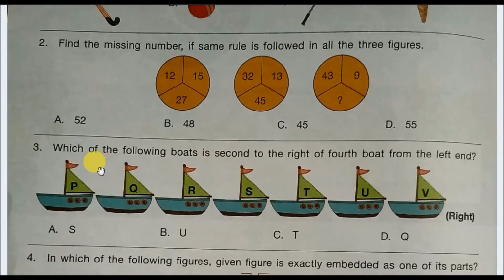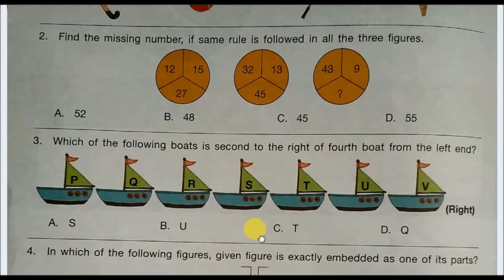Next question. Which of the following boards sits second to the right of the fourth board from the left end? As you see, this is the right end, this is the left end. Now the fourth board from the left end is P, Q, R and S. S is your fourth board, isn't it? Now from the fourth board we need to find the second to the right. To the right side of S, first is T and second is U. So our answer is U. B is the answer.